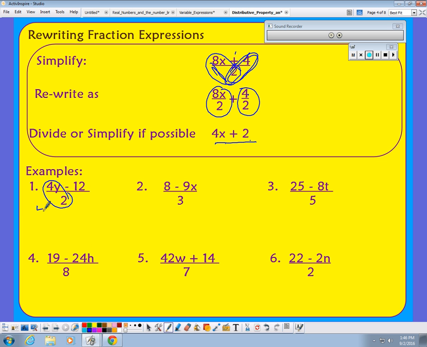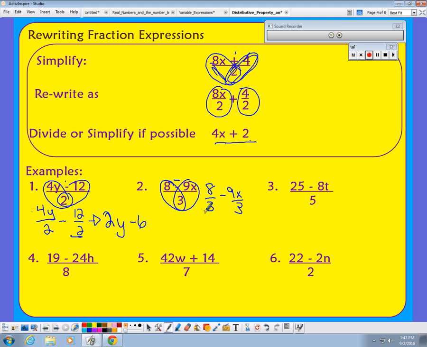And example number 1, how would we rewrite this? We'll take 4y divided by 2. And what sign do we use? We're going to use subtraction. Minus 12 over 2. This turns into 4 divided by 2 is 2, so 2y, and 12 divided by 2 is 6, so minus 6. Same thing with number 2, this is a subtraction.